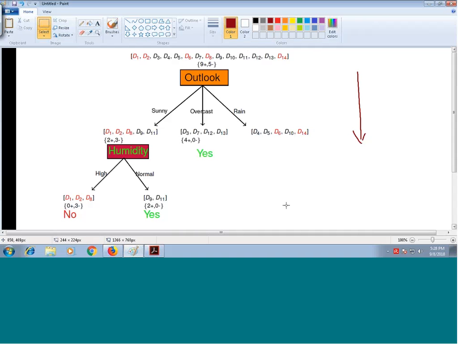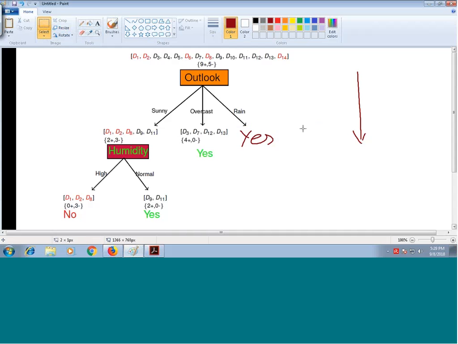If you don't want to build the tree this deep, what should be the classification when outlook is equal to rain? You see what is the maximum over here. Here yes is the maximum, therefore you put yes over here and you remove this part. Do you understand this? You put yes over here and now we are done.